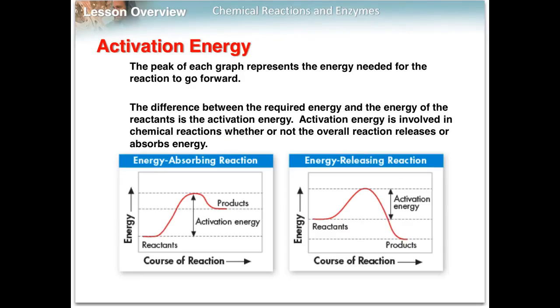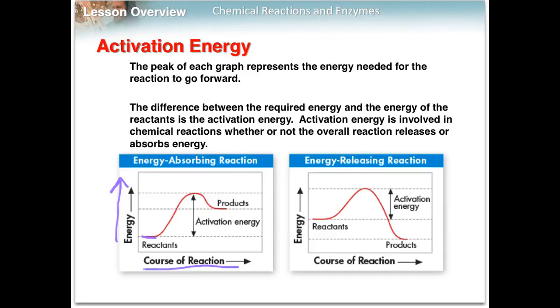There's a lot of important information on this page, so pay close attention. We're going to look at the graphs that you have and think about activation energy, the energy that is in reactants, and the energy that is in products. First of all, let's look at the graph. At the bottom, we have the course of the reaction that occurs over time. And up the side, we're thinking about the level of energy that's involved.